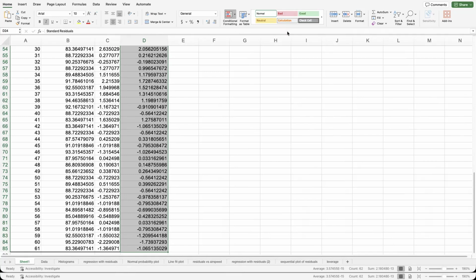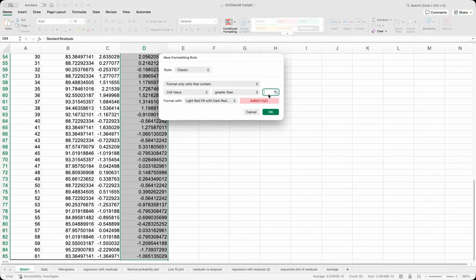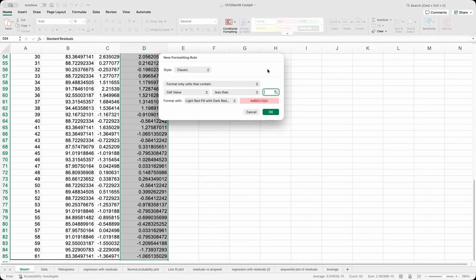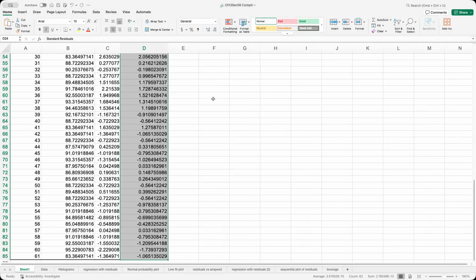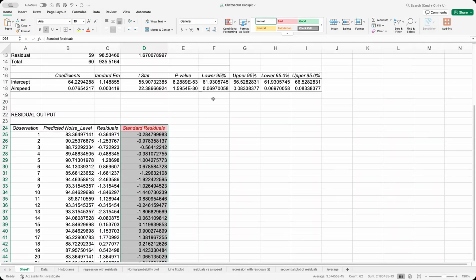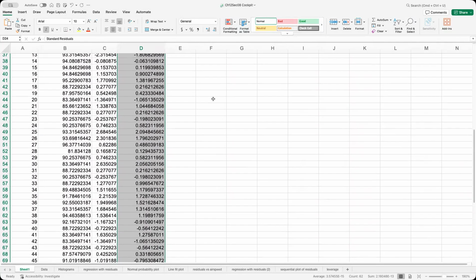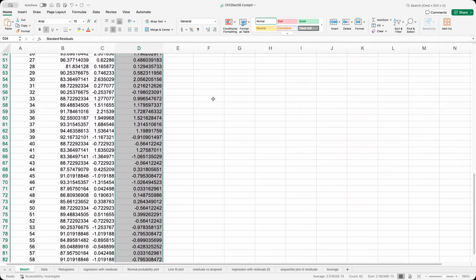If it is greater than 3, we'll color it red. Then I'm going to do it again. Highlight less than -3. And now I just have to look for color. Nothing lit up. None of these are officially outliers.